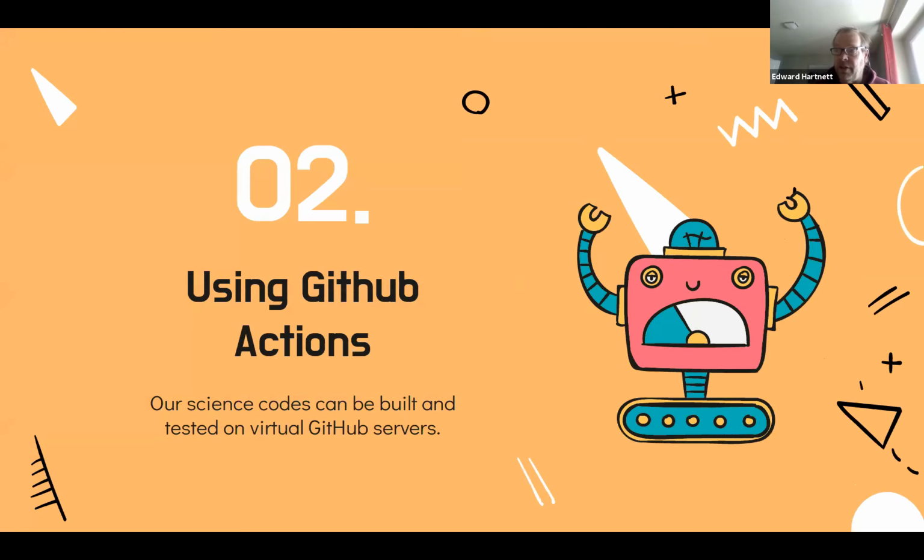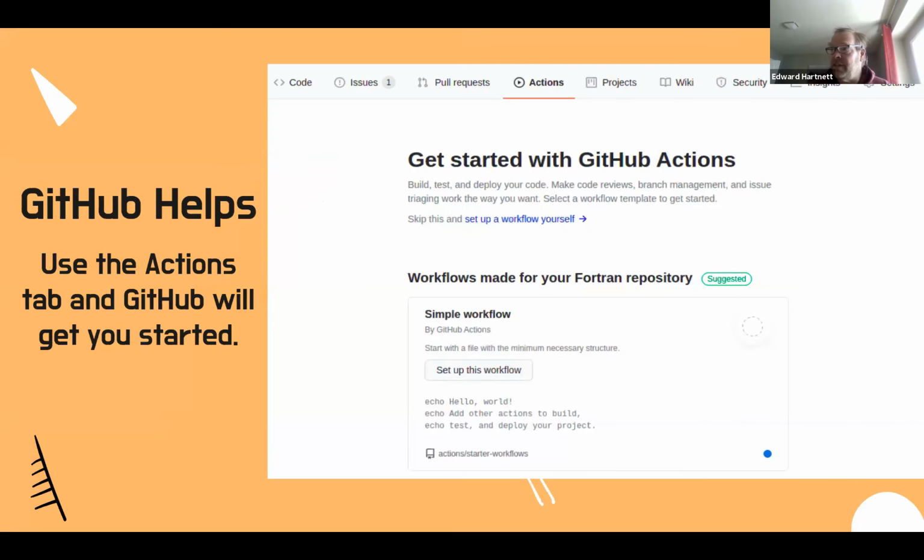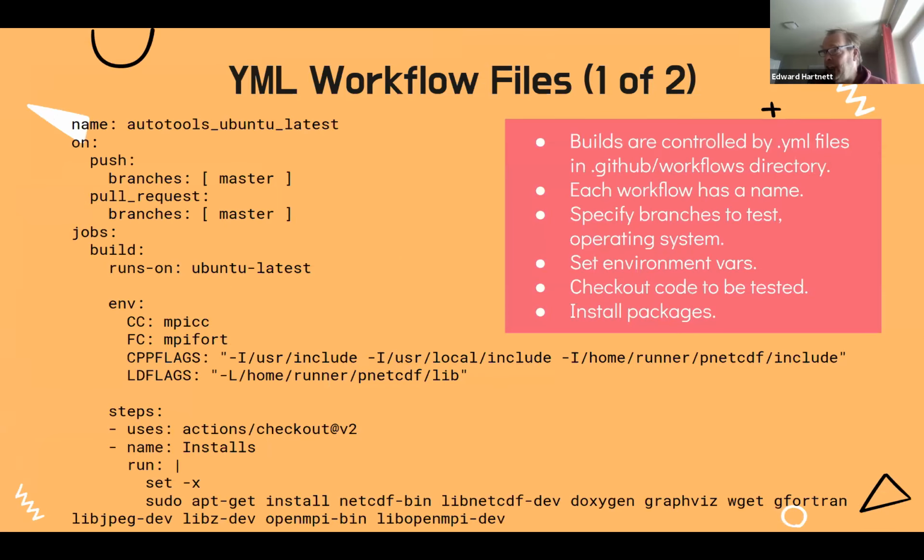Okay, so how do you use all this wonderful stuff? It's very easy to get started. On your repository, there's an Actions tab, and if you click on it, you get this lovely screen, Get started with GitHub Actions, and you click this button here, and you will get a base action with some stuff in it. Now I'm going to explain what's in these files.